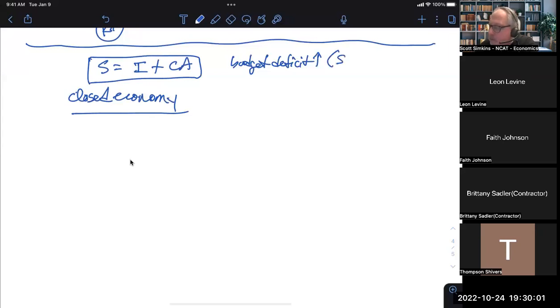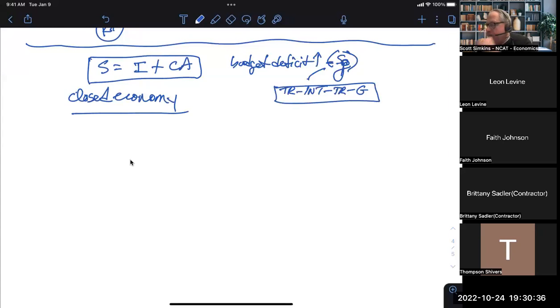So what's the budget deficit? Saving by the government. Go back to chapter 2. It's tax revenue minus interest payments on the debt, minus transfers, minus government spending. That's the budget surplus, actually. The budget deficit is minus saving by the government. That's a really fundamental thing. You have to just know that without thinking about it. We've had lots and lots of practice with that one.